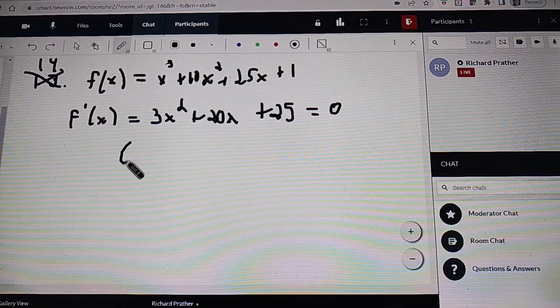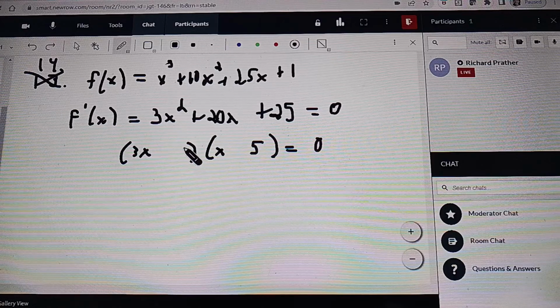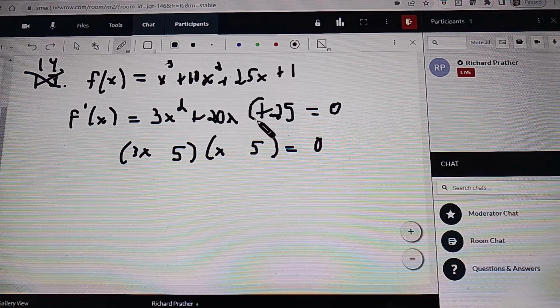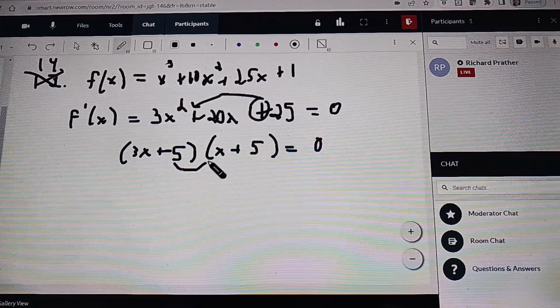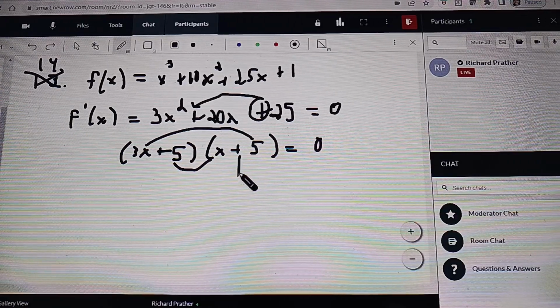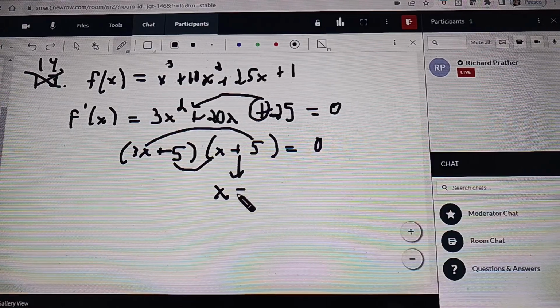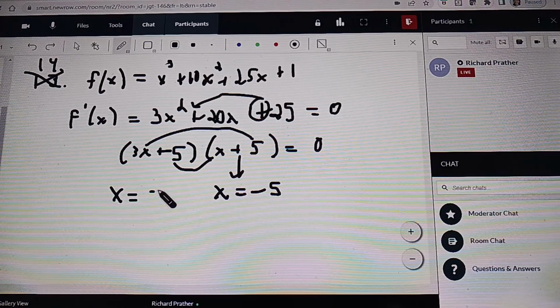If I set it equal to 0, we're going to have to factor this, and there's no way to divide by 3 first, so I'm going to get a 3x and a 1x. The best way to get 25 is 5 times 5. Definitely both of the signs are positive too. So does this add up to 20? 5 plus 15, yeah, that is 20. So there's 2 critical numbers. One of them is negative 5. And the other one you subtract 5 and get negative 5 and divide by 3. So negative 5 over 3.